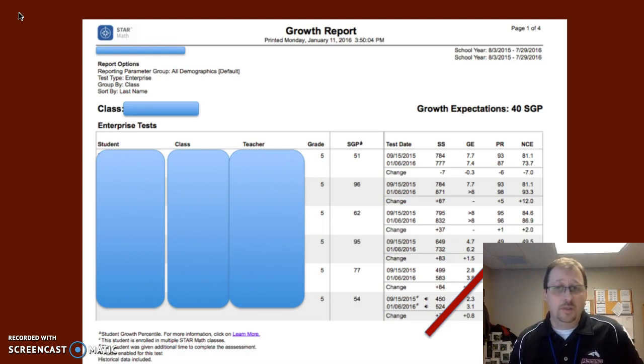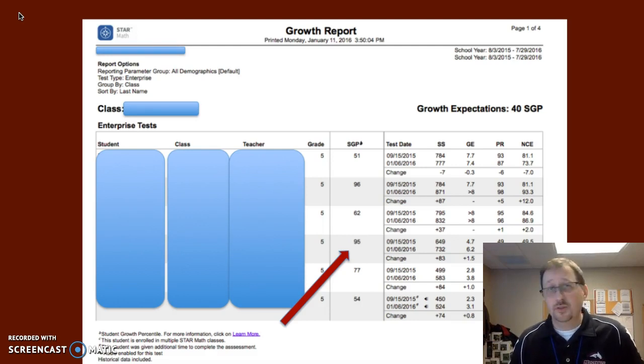So again, when we take a look at a student in this case who had an SGP of 95, they saw more growth than 95% of the students who had a similar starting point. That's useful when you take a look on a student-by-student basis, but you can also take a look at this on a classroom basis as well.